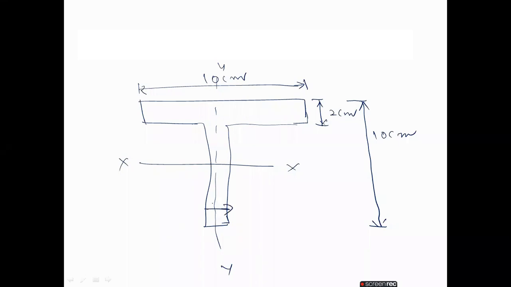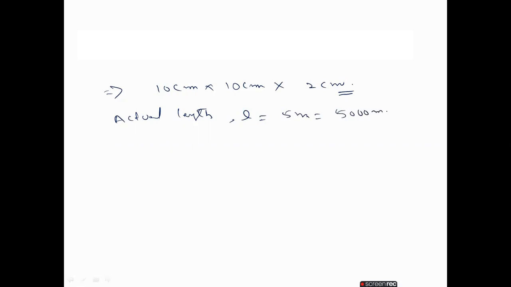Again, this is the web thickness, that is also 2 centimeters. So this is the given data for the T section. Now I will write the given data clearly. The dimensions of the T section is 10 centimeters by 10 centimeters by 2 centimeters. The actual length is L equal to 5 meters, that is nothing but 5000 mm, and the Young's modulus E value is 2 into 10 to the power of 5 Newton per mm square.